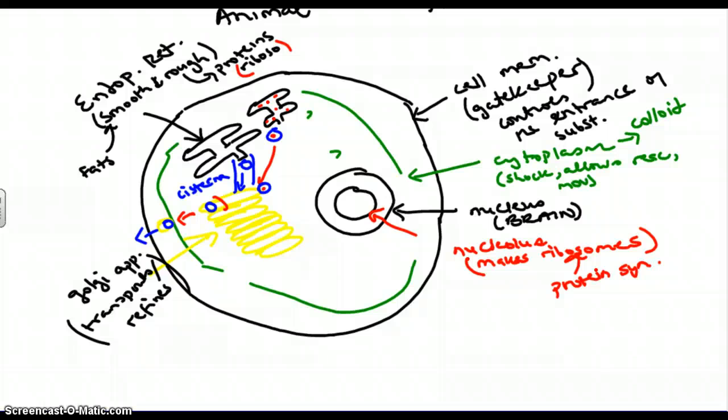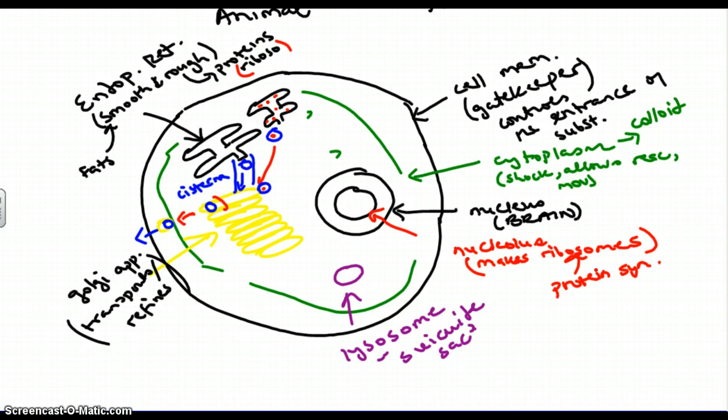Then we have lysosomes. We'll make them a different color here. What the lysosome is known as is a suicide sac. What it does is digest substances and waste.